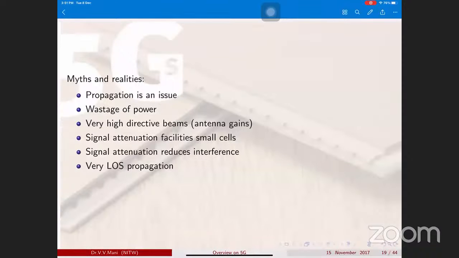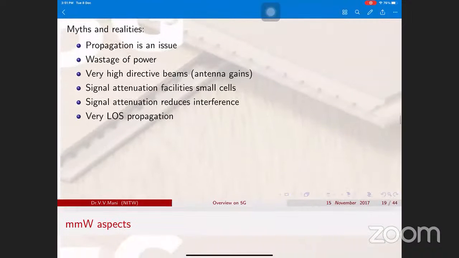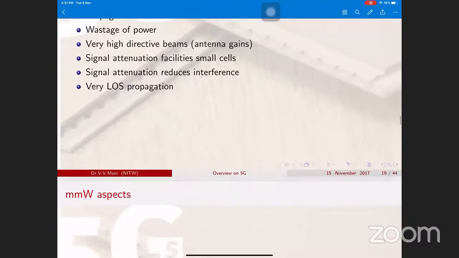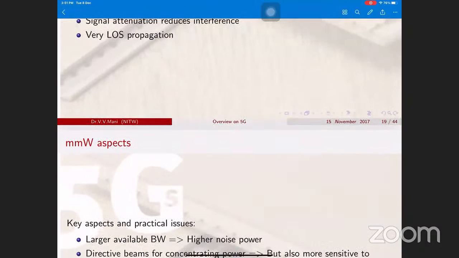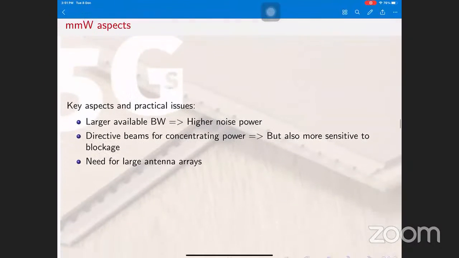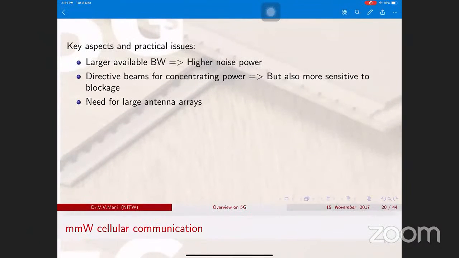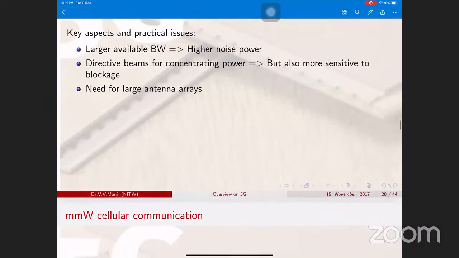And we need very highly directive beams. Suppose we have a building between the transmitter and the receiver. Then at the other end, I cannot receive anything because of the low directivity of your system. Also signal attenuation reduces interference, and line of sight propagation is very important in millimeter wave communications. So these are the practical issues of millimeter wave communications. We have large bandwidth, so we thought we can increase the noise power, but we need directive beams for concentrating the power.